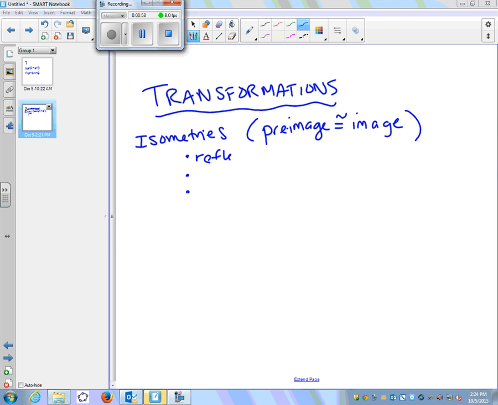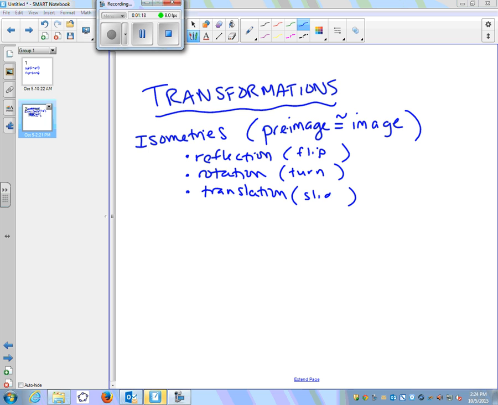Right, reflection, rotation, and translation. Reflection we would call a flip. Rotation would be a turn, and a translation would be a slide. I'm going to post this video, so if you miss something, you'll see it later.